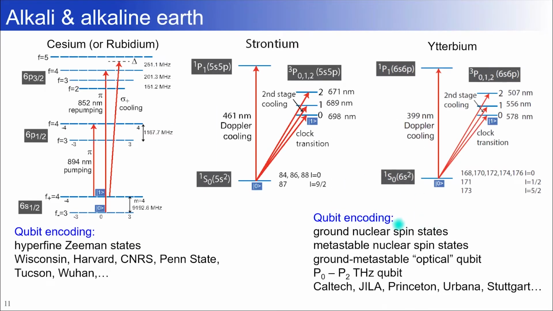In the alkaline earths, you can use nuclear spin states in the ground electronic orbital, metastable nuclear spin states. You could do a ground to metastable qubit. There's also been a recent proposal of an excited fine structure qubit, because both the triplet P0 and the triplet P2 levels have very long lifetimes. So you could do a terahertz frequency qubit between those two levels. This was just proposed by the group over in Stuttgart. So there's a lot of options and a lot of interesting work going on with those atoms.